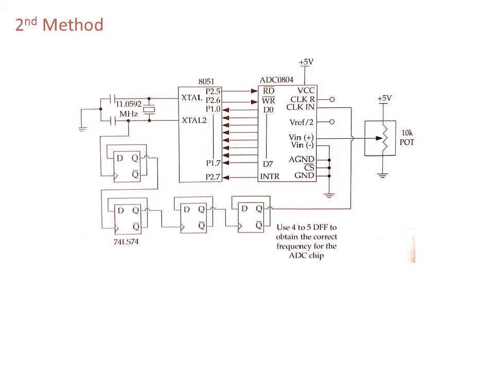This figure shows 8051 connection to ADC0804 with the clock from XTAL2 of the 8051. In the figure, we can notice that the clock in for the ADC0804 is coming from the crystal of the microcontroller. Since this frequency is too high, we use D flip-flops, that is 74LS74, to divide the frequency. A single D flip-flop divides the frequency by 2 if we connect its Q bar to the D input. For a higher frequency crystal, we can use 4 flip-flops.